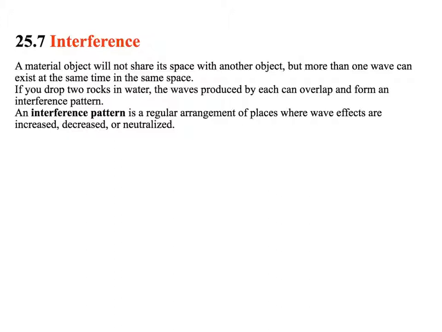A material object will not share its space with another object, but more than one wave can exist at the same time in the same space. If you drop two rocks in water, the waves produced by each can overlap and form an interference pattern. An interference pattern is a regular arrangement of waves where wave effects are increased, decreased, or neutralized.